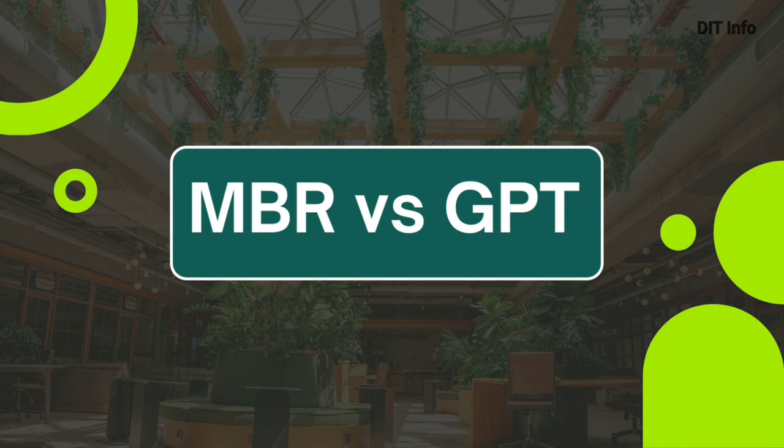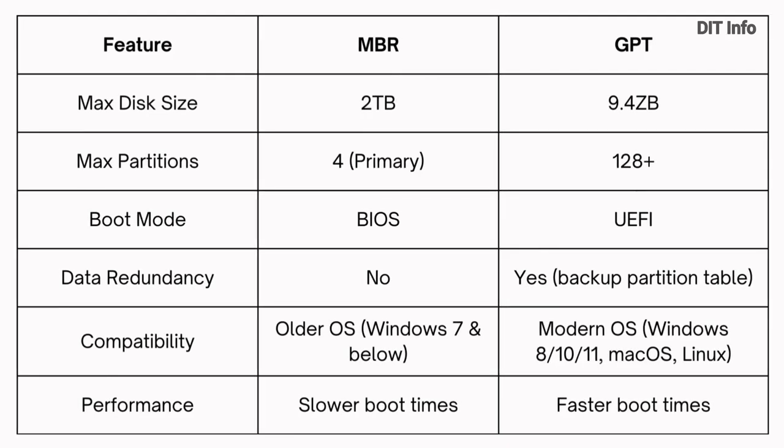MBR versus GPT: key differences. Now, let's compare MBR and GPT side by side. MBR is limited to a maximum disk size of 2 terabytes, while GPT supports up to 9.4 zettabytes. MBR allows only 4 primary partitions, whereas GPT supports up to 128 partitions. MBR works with BIOS-based systems, while GPT is designed for UEFI firmware.